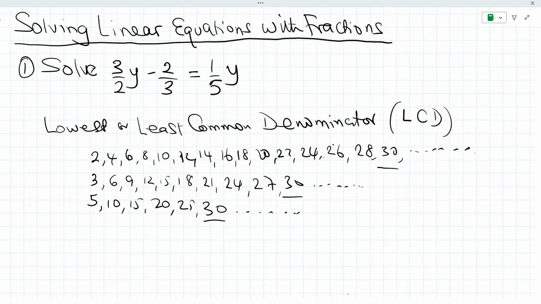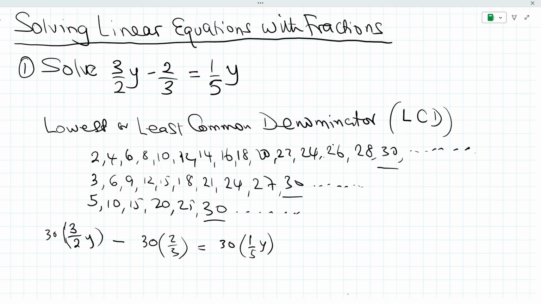So that means we need to multiply 30 by every term in our equation. So our new equation will be 30 times 3 over 2y, minus 30 multiplied by 2 over 3. And this is equal to 30 times 1 over 5y.